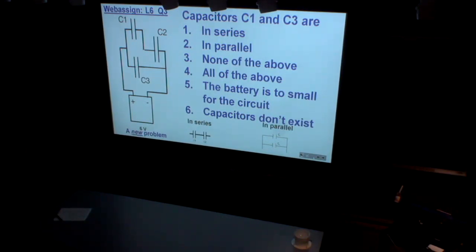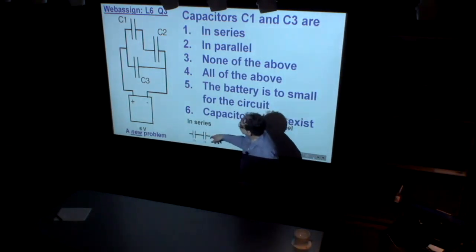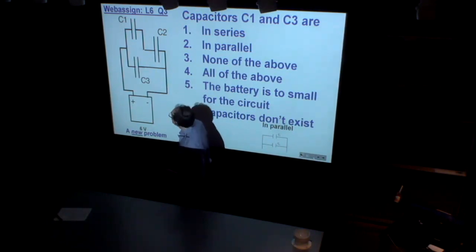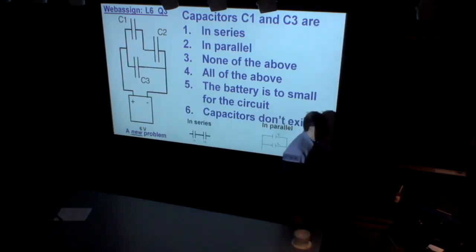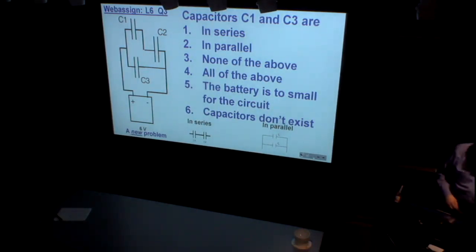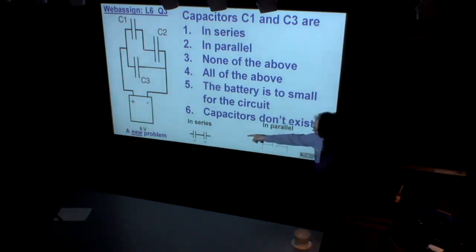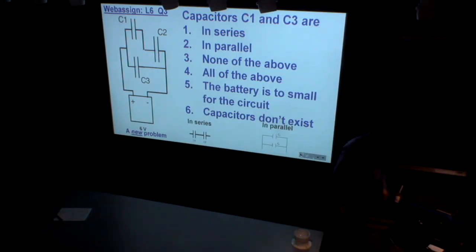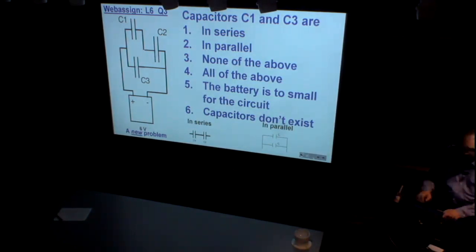Question. This is a new problem. It hasn't been solved yet. Capacitors are the same, 1 microfarad, 2, 3, but they are wired up differently. The circuit is different. And again, if we look at capacitors 1 and 2, they are connected in series. Nothing in between. Opposite plates are connected. But the question is about capacitors 1 and 3. So if it looks like this, the answer is in series. If it looks like this, the answer is in parallel. If it looks like neither, the answer is neither.